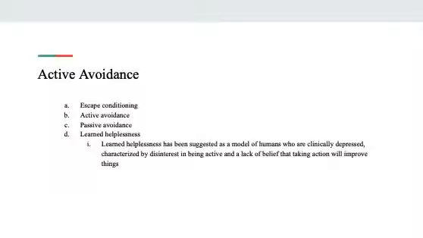Learned helplessness, a type of learning in which the subject learns that an aversive stimulus cannot be avoided. Learned helplessness has been suggested as a model of humans who are clinically depressed, characterized by disinterest in being active and a lack of a belief that taking action will improve things.